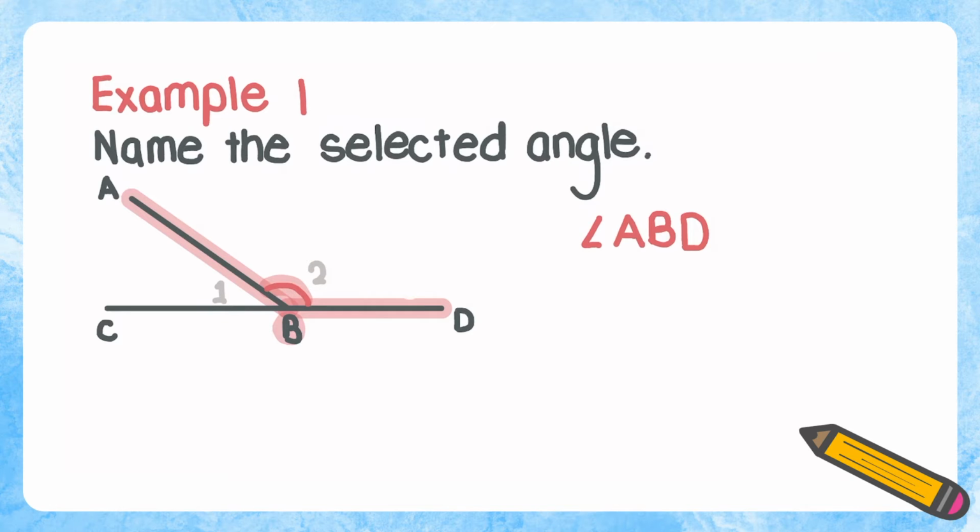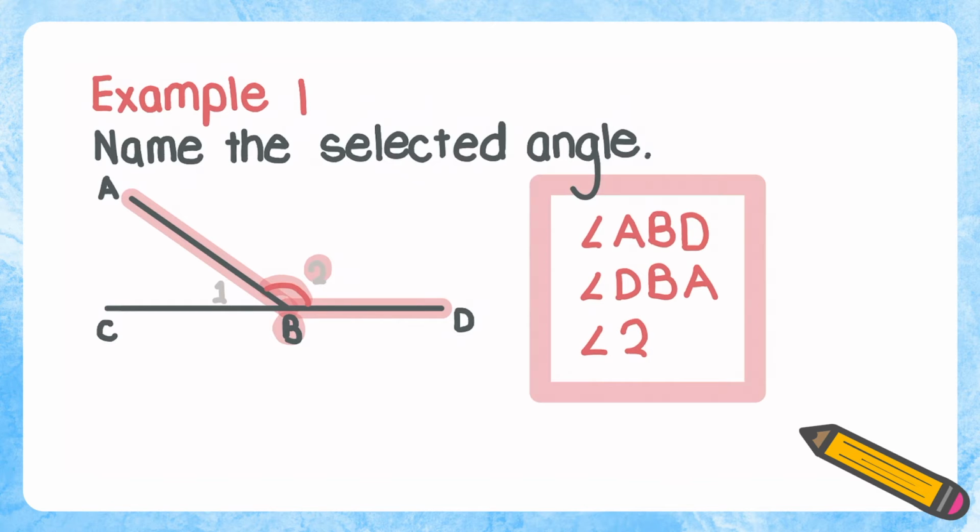But we can also go the other way. So what we can do is start at D, go through B, and end at A. So we can also name this angle as angle DBA. And we can also name this angle angle 2. So there are a few ways to name an angle, and now let's take a look at some angle relationships.